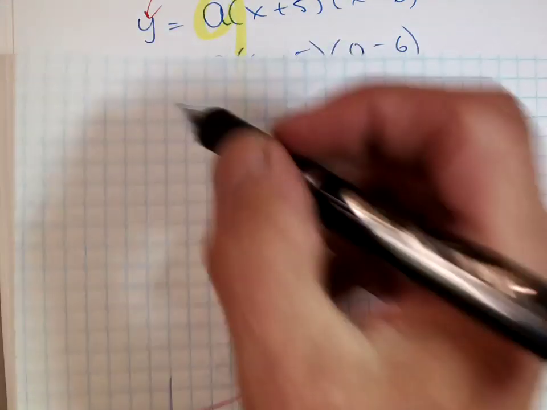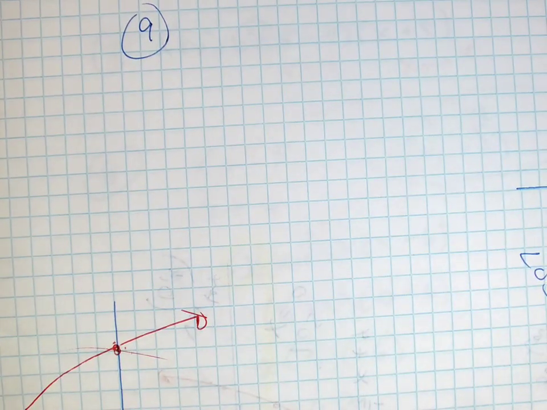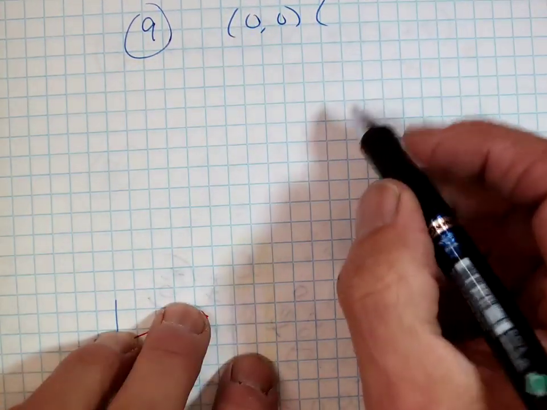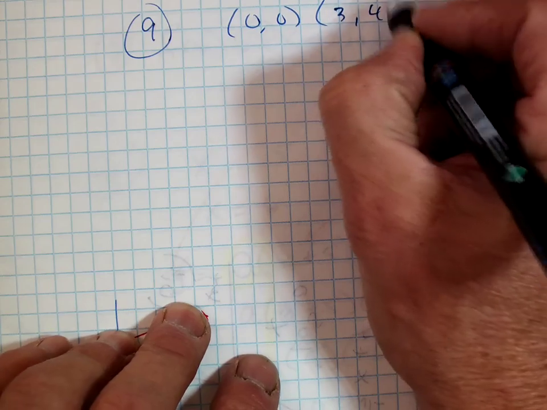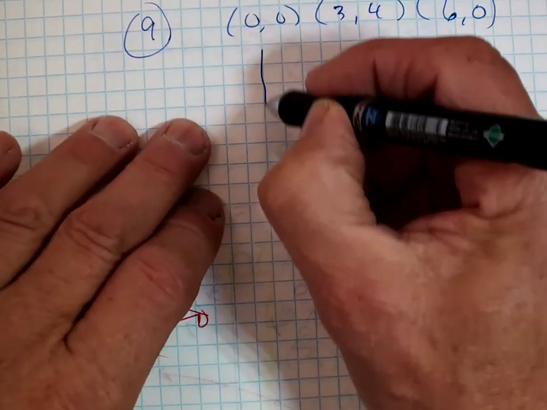Okay, number 9. To do number 9, I'm actually going to graph it first. We can take a look at what it looks like. And on number 9, what we have is 3 points. We've got 0, 0. I have 3, 4. And I have 6, 0. So let's at least take a look at it.